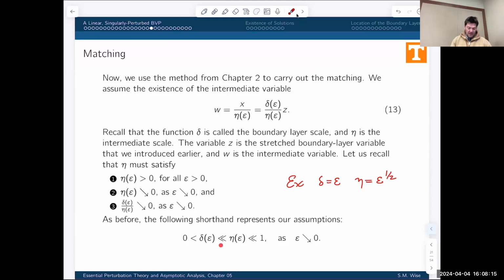We never really talked about what this notation means. Some books really do introduce this notation, but from our point of view, this just means that this is a number that doesn't change with eta or with epsilon, but these do. These get very small.